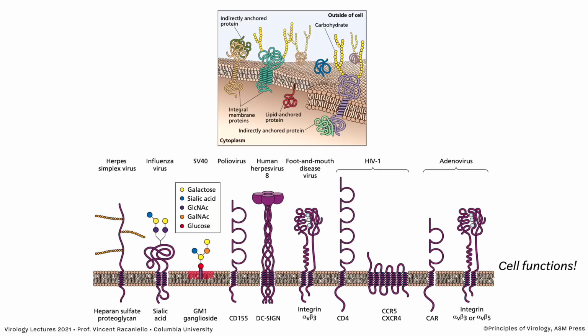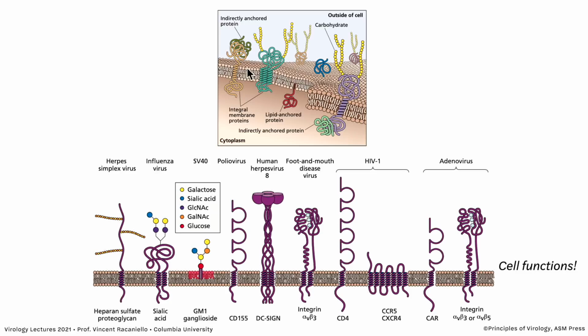Since 1985, we've identified lots and lots of receptors for many different viruses. And just a handful of them are shown here. And these are all plasma membrane receptors. Here's a schematic at the top of the plasma membrane of a mammalian cell. It's a lipid bilayer, right, with phospholipids. And embedded in it are proteins of various sorts.